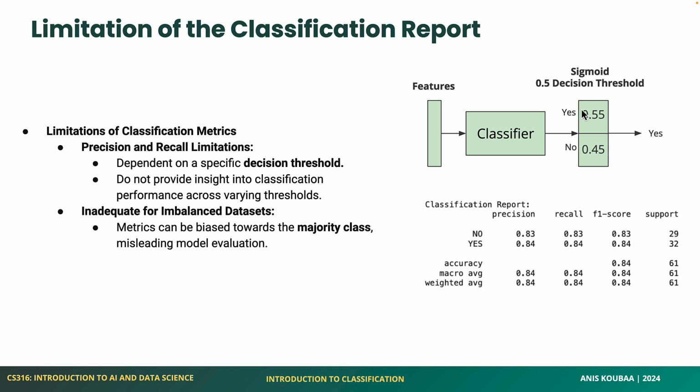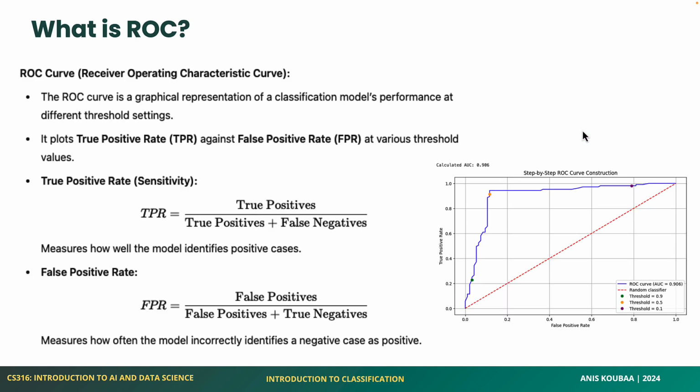So the threshold value, as you already mentioned: if you take a decision boundary or decision threshold of 0.5, in this case we can decide that this one will be assigned to yes. But if I choose the decision threshold to be 0.6, in this case this one will be assigned to 0. So how to evaluate the performance of the model regardless of the threshold?